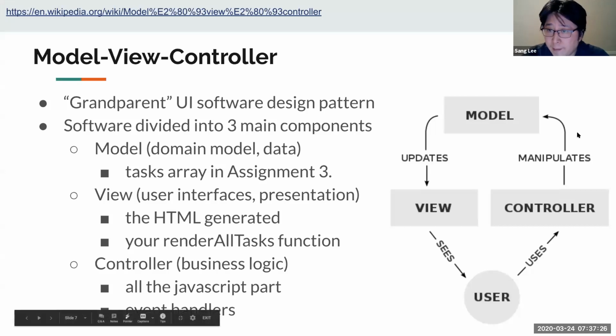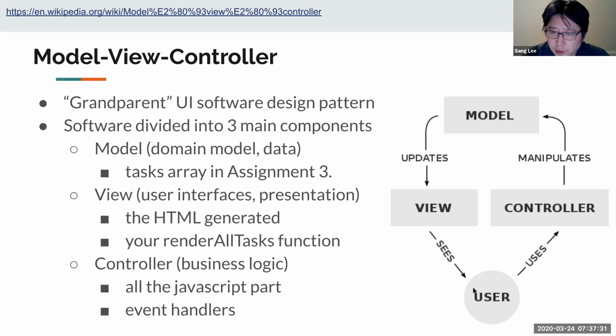So you can see that the user sees the view, and then they use the controller to manipulate. The controller is going to update the model, and the model is going to update the view. It's like me clicking a checkbox in assignment 3, which updates the completed property of that particular task in the task array. And then based on that, it's going to render the whole set of HTML elements again.